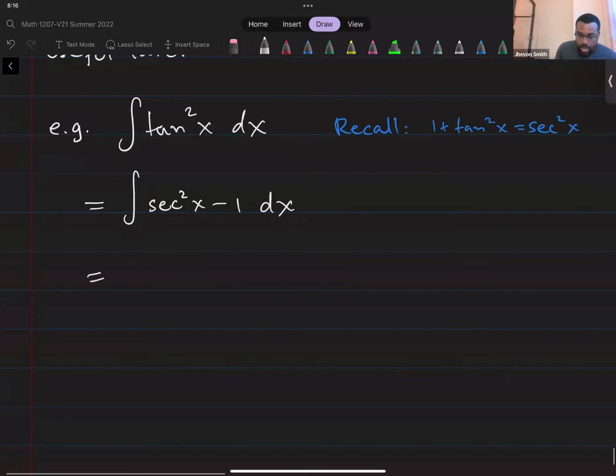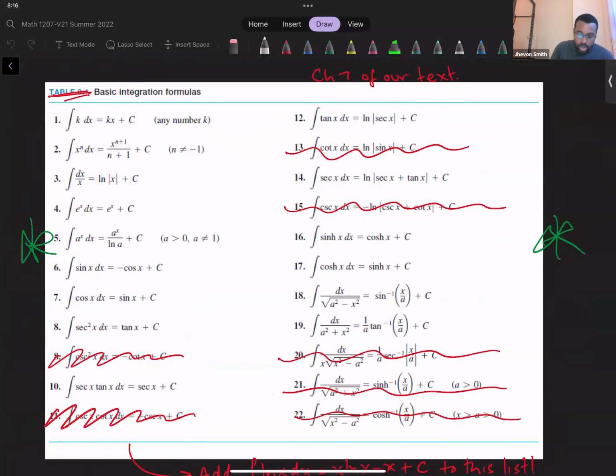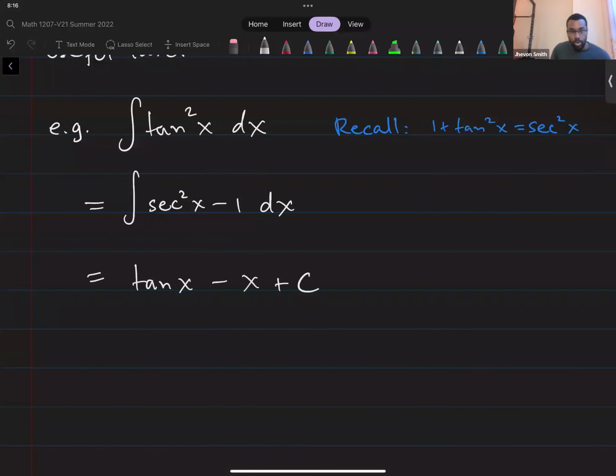And it turns out you actually know the integral of secant squared because you know the derivative of tangent gives you secant squared. So that's just tan x, and the integral of 1 is x. We know from a basic rule that the integral of secant squared is tangent x. You also know from a derivative rule that the derivative of tangent is secant squared, so the integral of secant squared must be tangent. And that's how you'd integrate tangent squared.